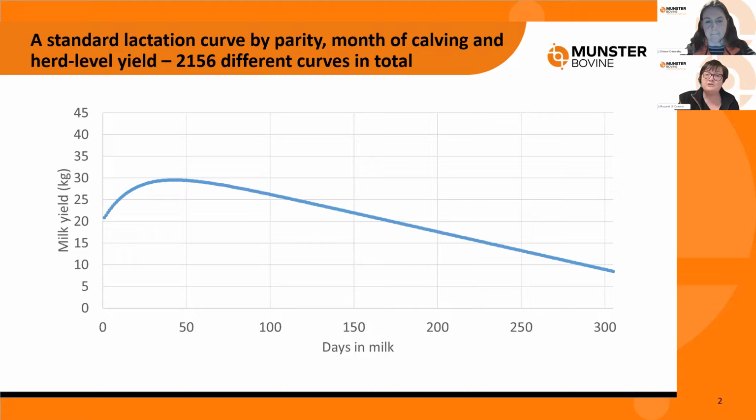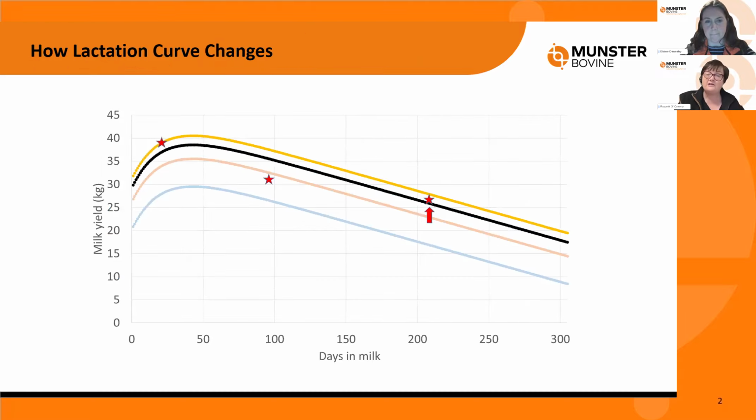So the next slide will show us how the lactation curve changes throughout the lactation. If you look at this cow, she was milk recorded. Her first test was done at about 25 days, so she was put on the yellow lactation curve. When she was milk recorded then at around 100 days, she was overestimated on the first recording, so she was put on a lower lactation curve.